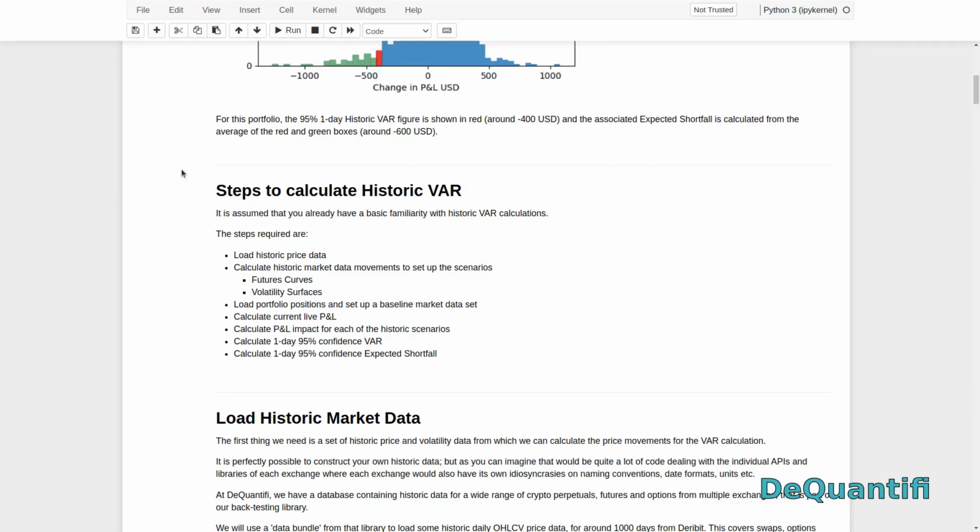Then we will need to load a set of our positions and current market data to get a baseline P&L. The penultimate step is to apply all of our historic price and vol shifts to our current market data set, revalue the portfolio, and figure out the change in P&L for each scenario. Finally, from the distribution of P&L changes, we can pick out the 95% confidence level VaR figure, and while we're at it, we might as well calculate the expected shortfall as well.